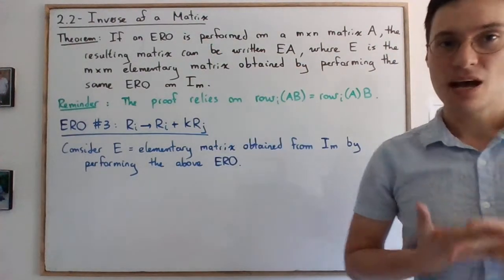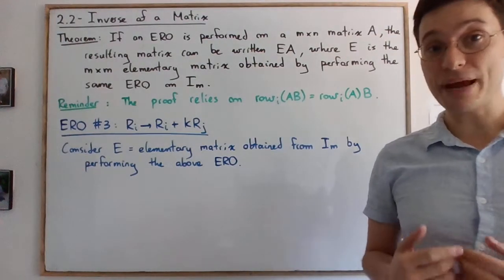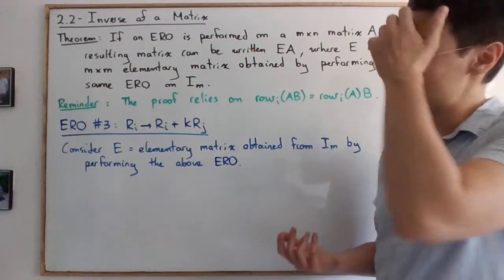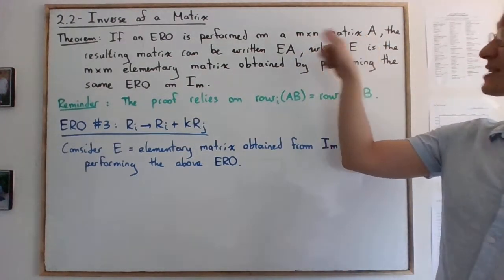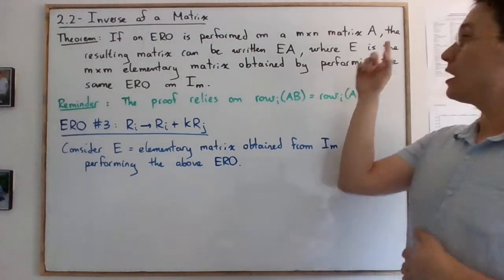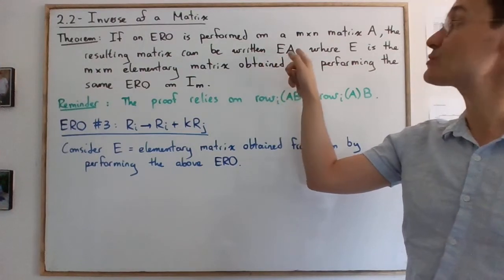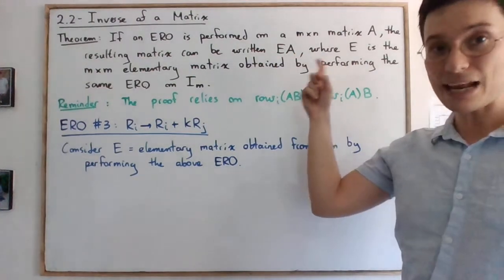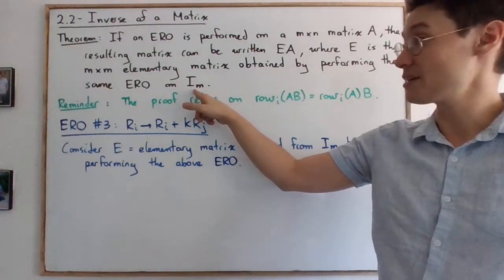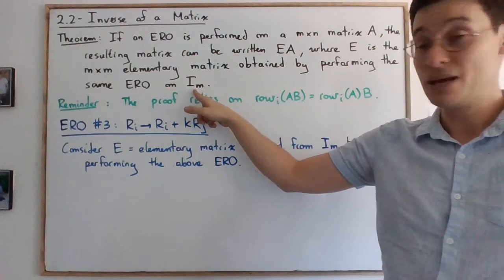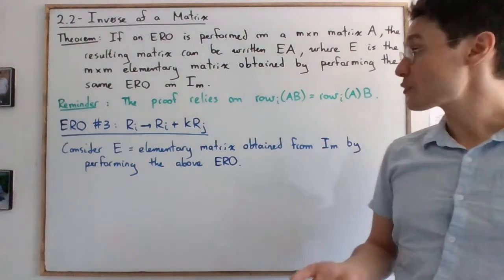Inverse of a matrix. Last video, third, to prove this very important theorem. So let's restate it. It's good practice. If an elementary row operation is performed on a matrix A of dimension m times n, the resulting matrix can be written as a product of an elementary matrix times A, where that elementary matrix has been obtained from I, the identity matrix of dimension m times n, by doing the same elementary row operation.